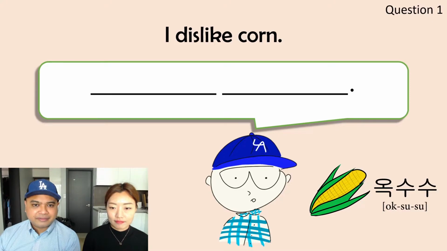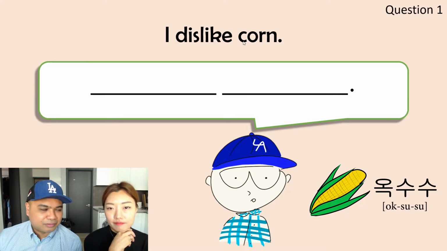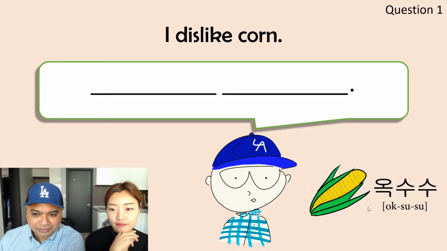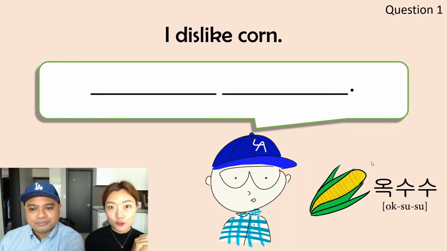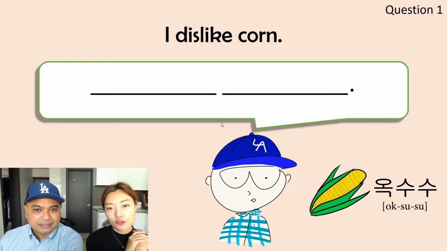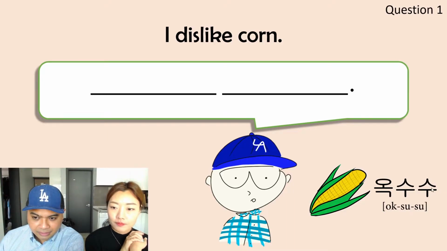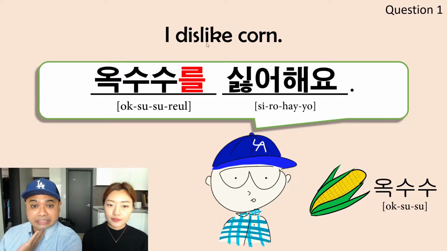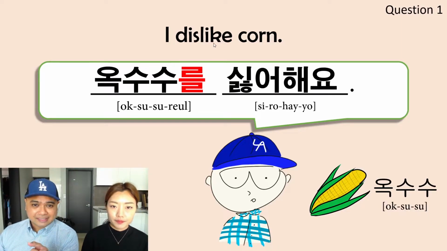Okay, we have "I dislike corn" or "I hate corn," whatever, it's your choice. So how do you say corn in Korean? 옥수수. 옥수수, right? And then 옥수수 ends with a vowel. So we need to use 옥수수를 싫어해요. 싫어해요, because we're saying dislike or hate. 싫어해요. I don't like corn, or I dislike corn.